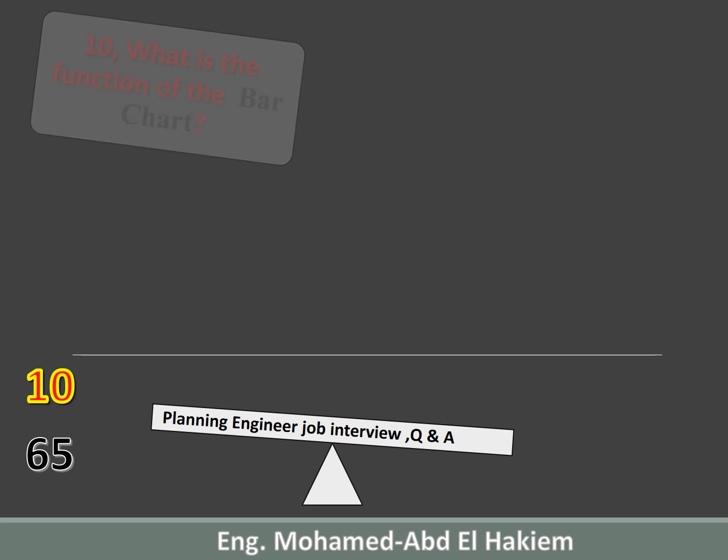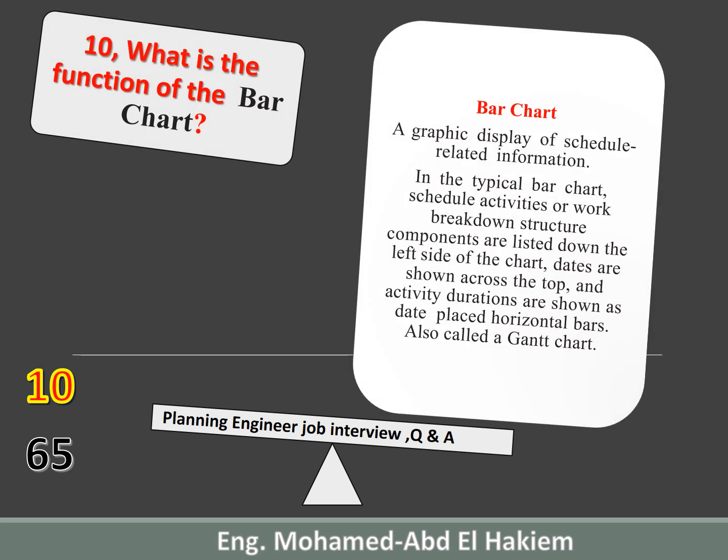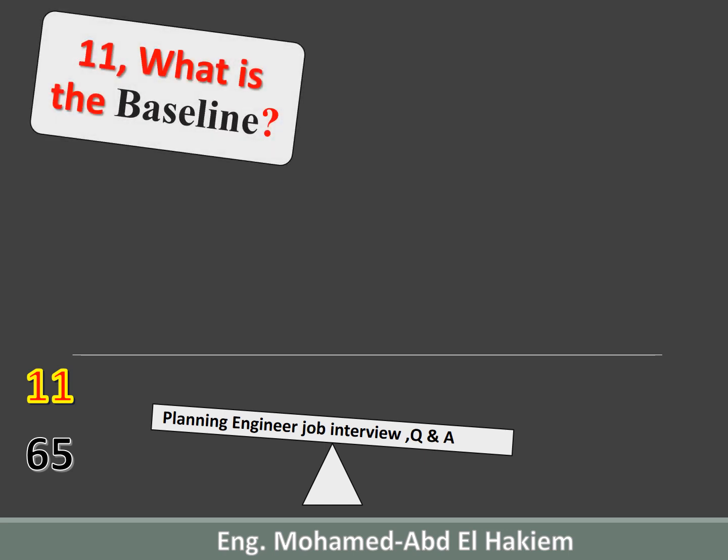10. What is the function of the bar chart? Bar chart is a graphic display of schedule-related information. In the typical bar chart, schedule activities or work breakdown structure components are listed down the left side of the chart, dates are shown across the top, and activity durations are shown as date-placed horizontal bars, also called a Gantt chart.